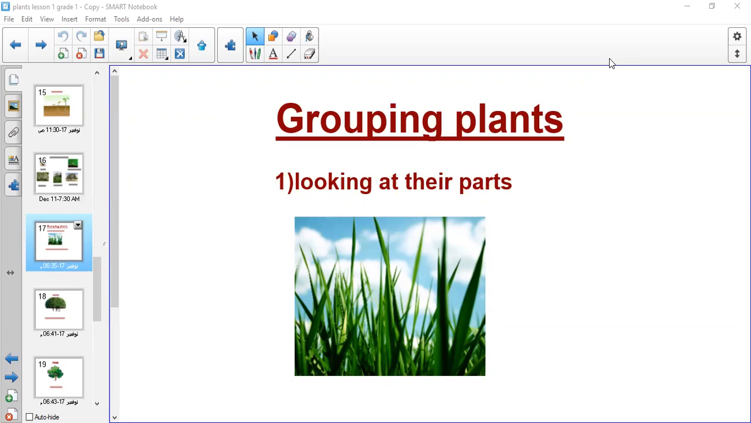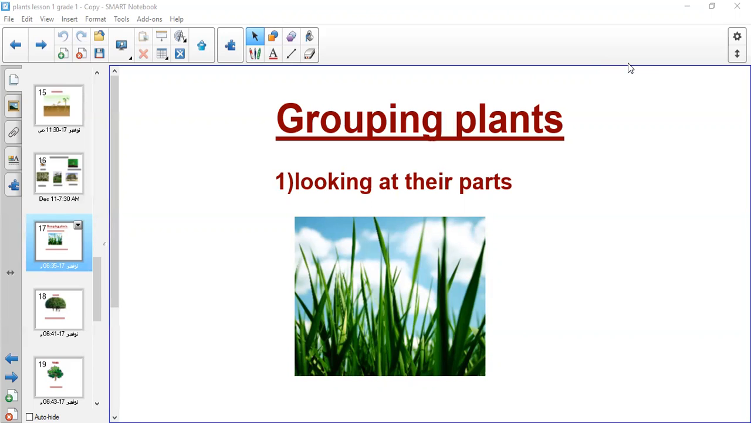The first step, if you want to group plants together, is that you should look at their parts. Because some plants are similar in their parts and some are very different. So we will put the ones that are similar together, and each group of plants has a specific name. Now let's look at the first group, the grasses.